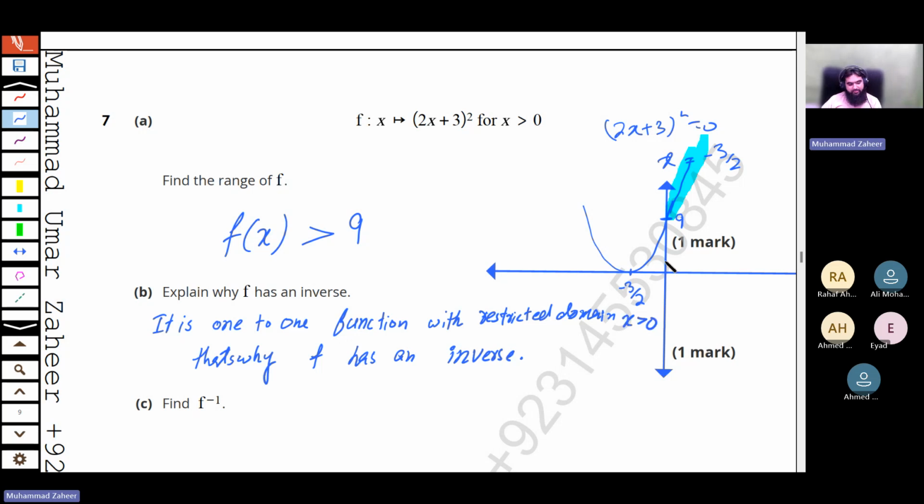That's why, for example, if you take the whole function here, it will become many to one, because for one value of x you are getting something different, and for another value you are getting the same answer as well. So you are getting many to one. For many to one, you are not able to find the inverse. The inverse is only possible for a function that is one to one.